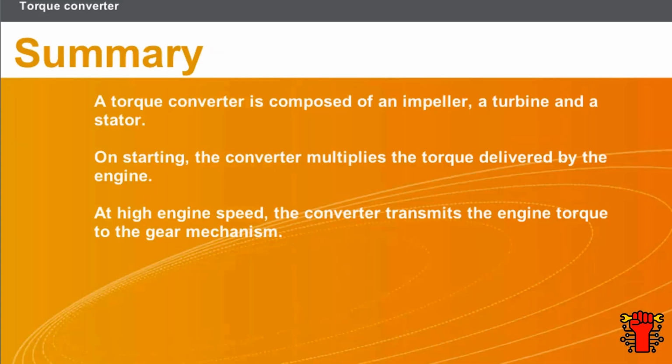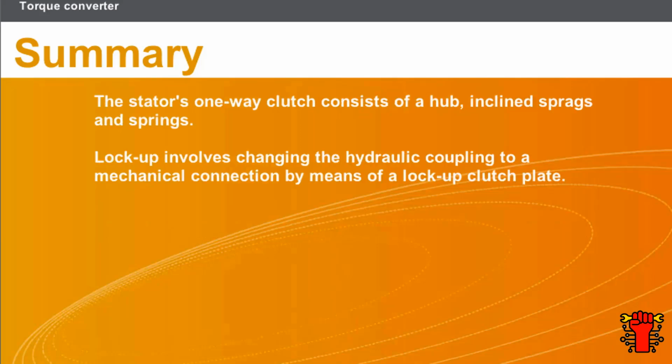In this section, we covered the following points. A torque converter is composed of an impeller, a turbine, and a stator. On starting, the converter multiplies the torque delivered by the engine. At high engine speed, the converter transmits the engine torque to the gear mechanism. The stator's one-way clutch consists of a hub, inclined sprags, and springs. Lock-up involves changing the hydraulic coupling to a mechanical connection by means of a lock-up clutch plate.